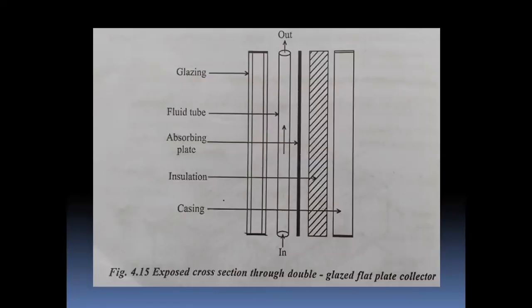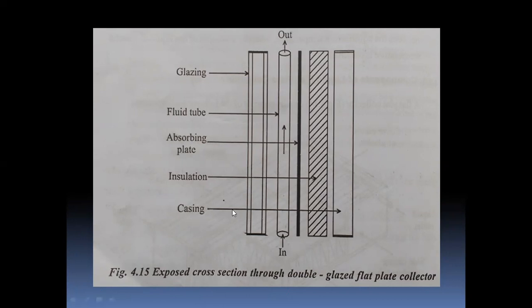Now, an exposed cross section through the double glazed flat plate collector. Inside it, the double glazed flat plate collector will be there, and that diagram is shown here. Now in this, you can see here, this is the outlet and this is the inlet.